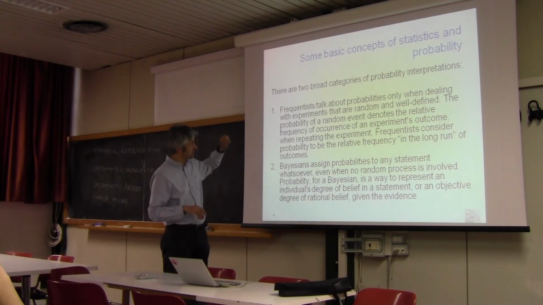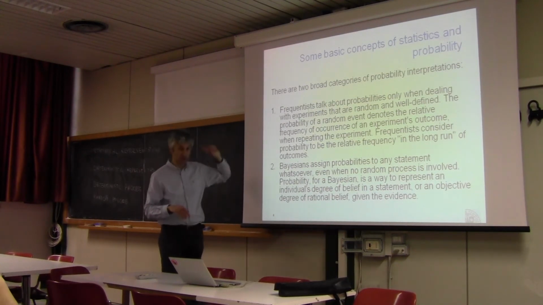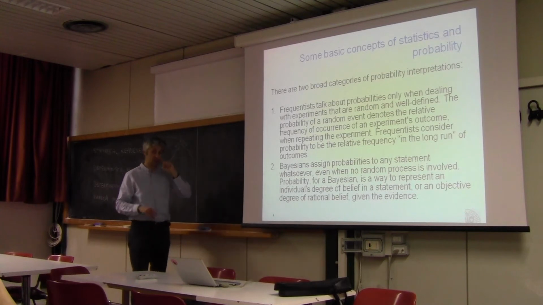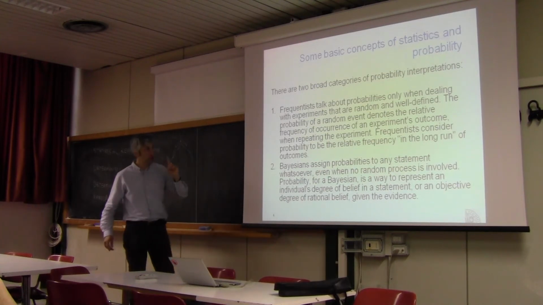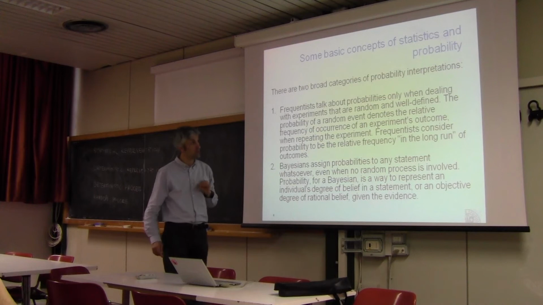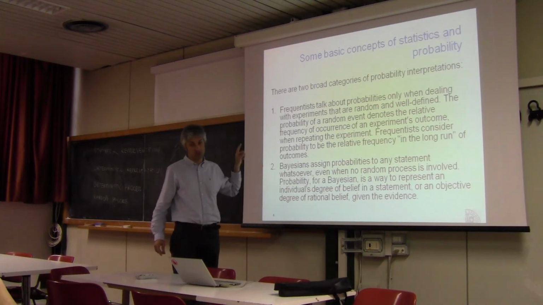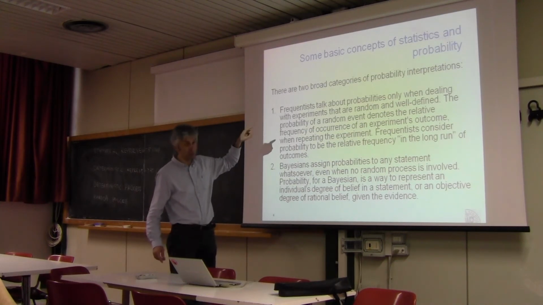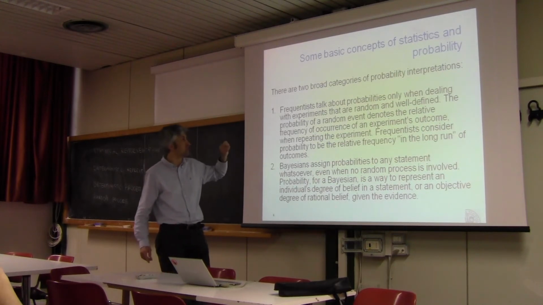Okay, now let me pass to the first definition, which is more rigorous. And it's the frequentist definition. And in order to derive probability according to the frequentist definition, you have to define an experiment.